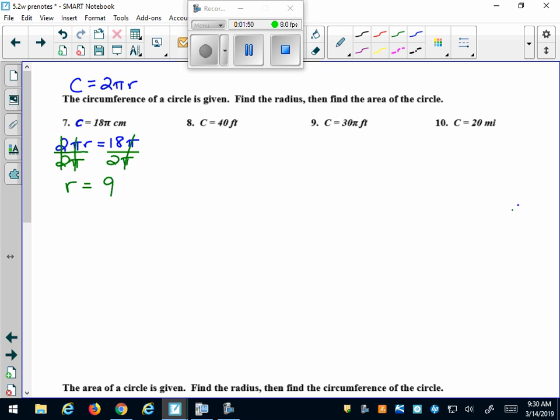So the directions say find the radius, then find the area. So now that we know the radius, we can plug that into our area formula. 9 squared is 81, and that's just like the answer we got on the other side. 254.47. Yeah, sorry.